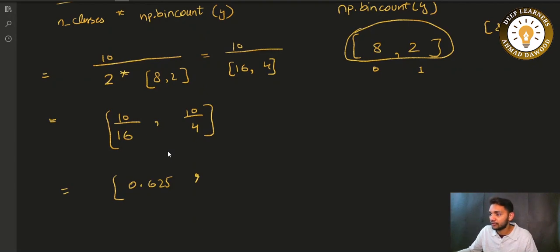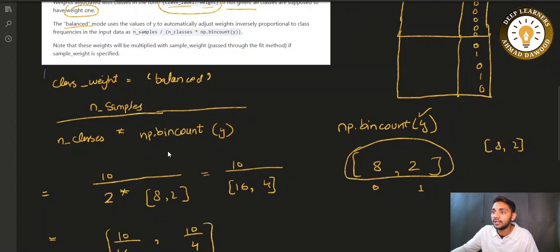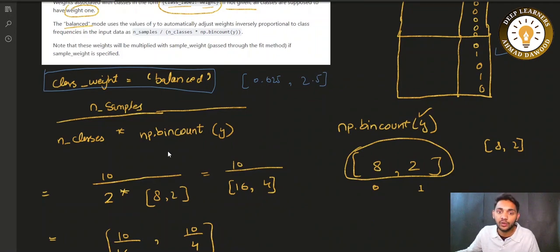And what will be 4? It will be 2.5, okay. And this is a 0 index and this is a 1 index; its first value is 0 and second value is 1, okay. So in this way, when you have class weight equal to balanced, and you have this data set, then your zero class will have weight 0.625 and your one class will have weight 2.5, okay. In this way it calculates.